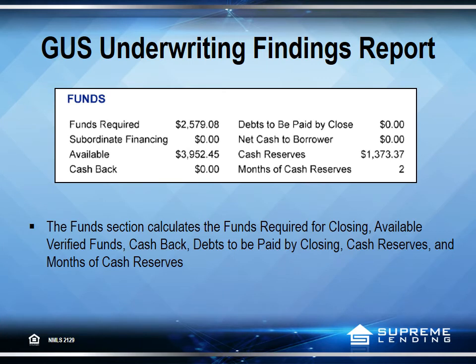Next, we'll take a look at the funds section, which calculates the funds required for closing, available verified funds, cash back, debts to be paid by closing, cash reserves, and months of cash reserves. Some asset types are not eligible to reflect in the Funds section, so please refer to the USDA Rural Development Handbook, Chapter 5 for more details.